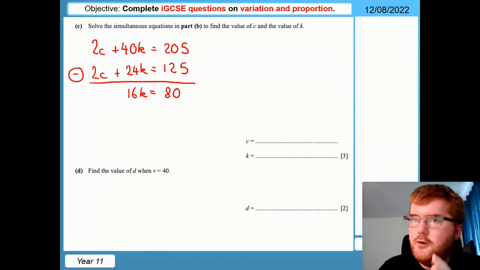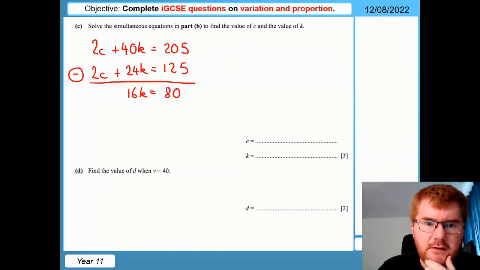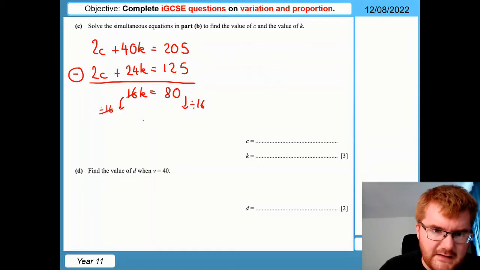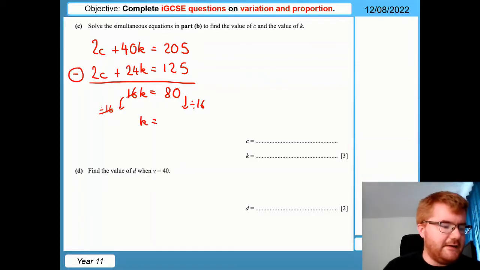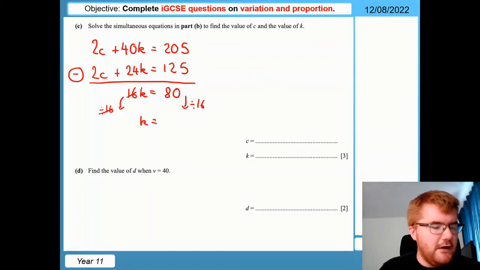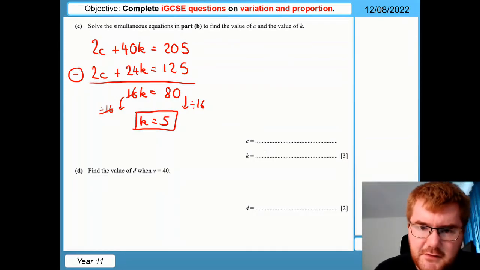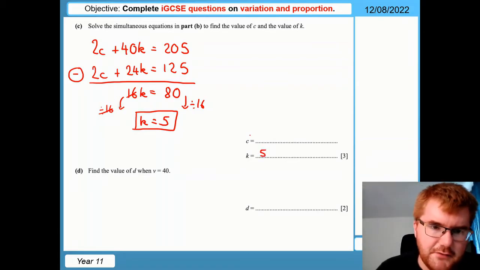And now we can just solve the normal equation here. So the opposite of timesing by 16, we're going to divide by 16 on both sides. This cancels, we get k. Again, you can do this on your calculator, but if you do 80 divided by 16, you're going to get yourself 5. Now, whatever you do at this point, do not celebrate too quickly. We still have C to work out.